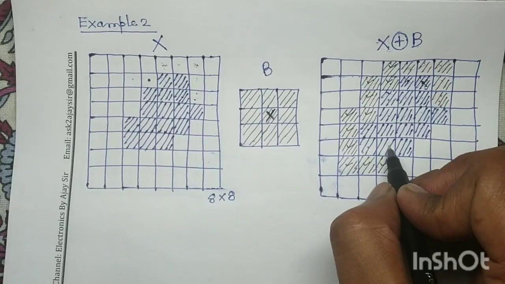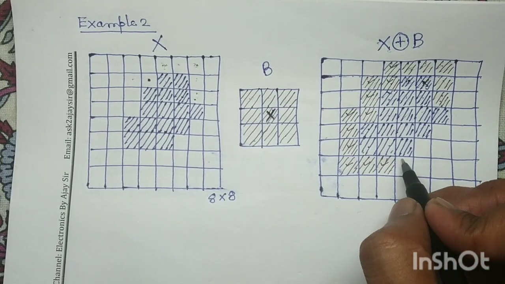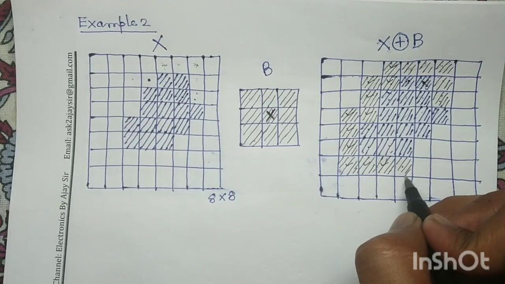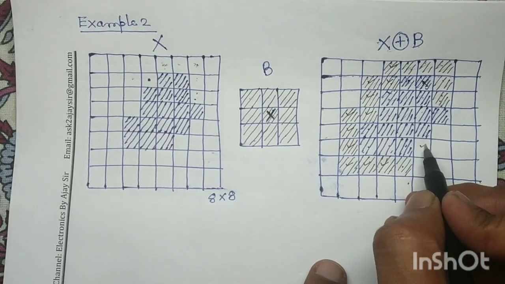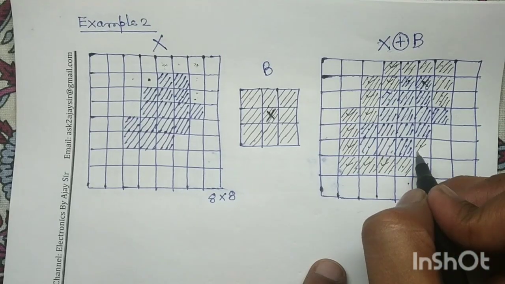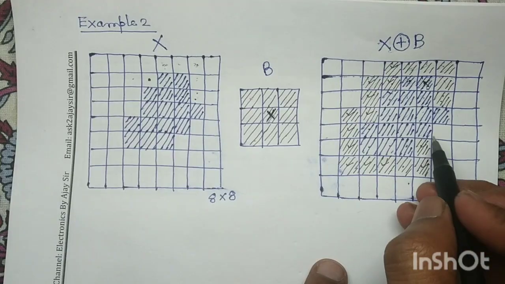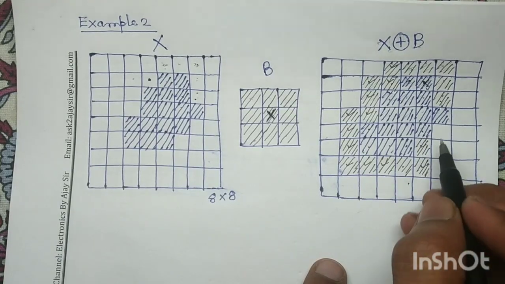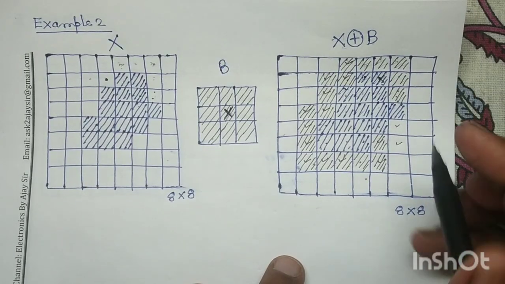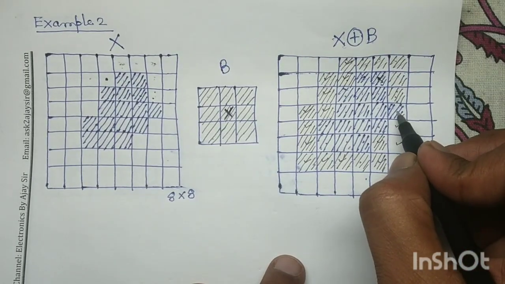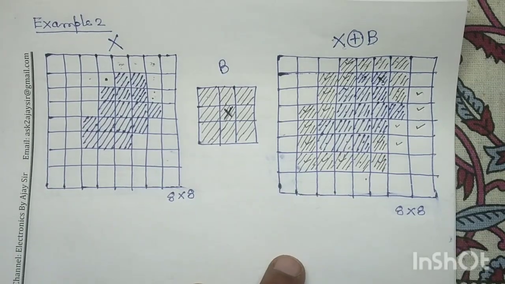Next, if you put it at this point, this pixel becomes logic 1. If you put the center of the structuring element at this point, this and this becomes logic 1. And if you put the structuring element at this point, this and this becomes logic 1. Similarly, if you put the center of the structuring element at this point, this and this becomes logic 1.